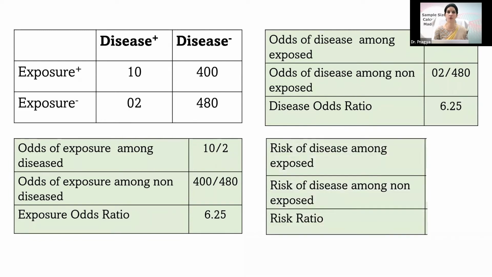And if I want to calculate the risk among exposed, on the similar lines which we discussed with the two examples, it will be 10/410.